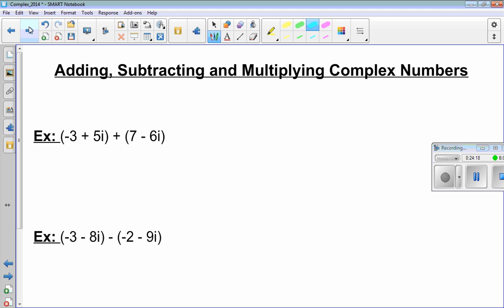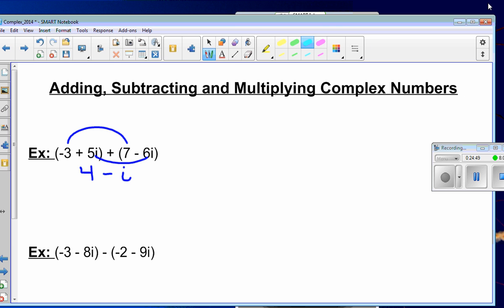What can I combine, Raul, in the first example? -3 and 7. Good. What is -3 plus 7? 4. So I'm going to combine the like terms. Can I combine the imaginary terms too, Bradford? So what is 5i minus 6i? Negative i. So -1i. So 4 minus i is my answer.